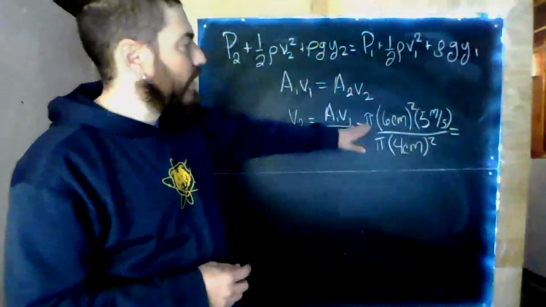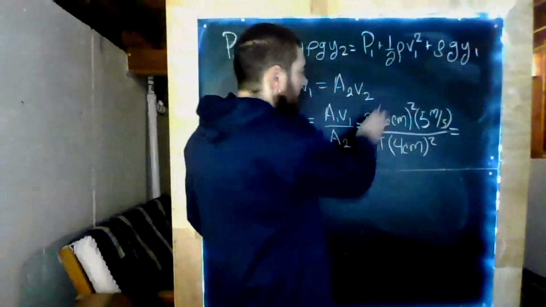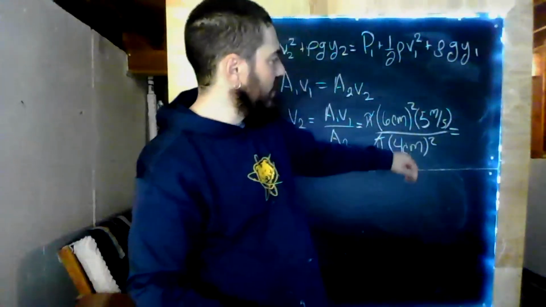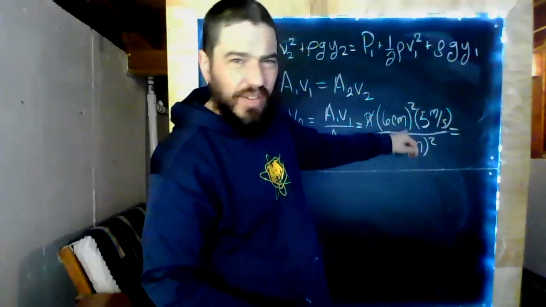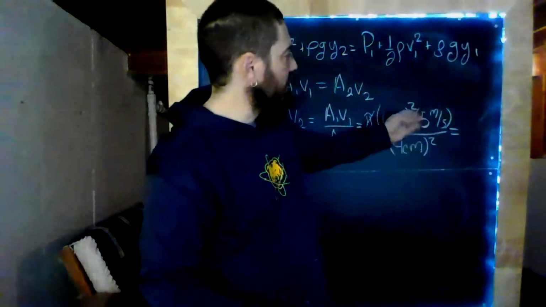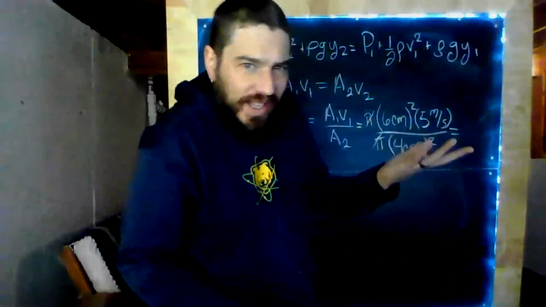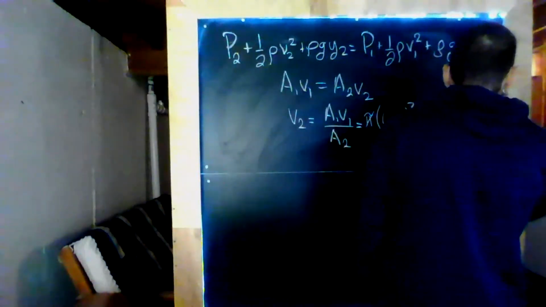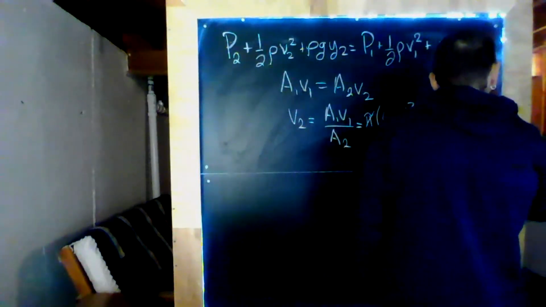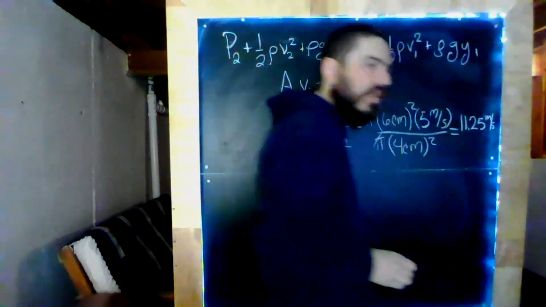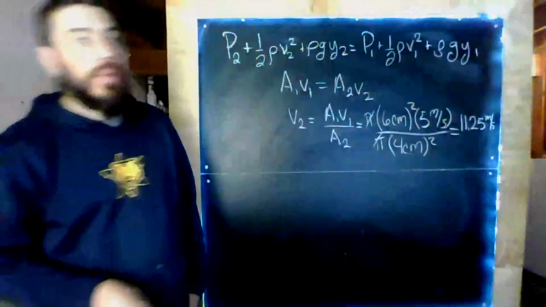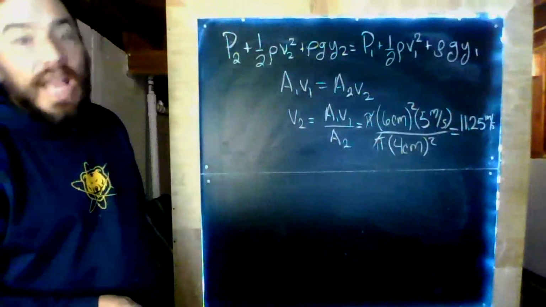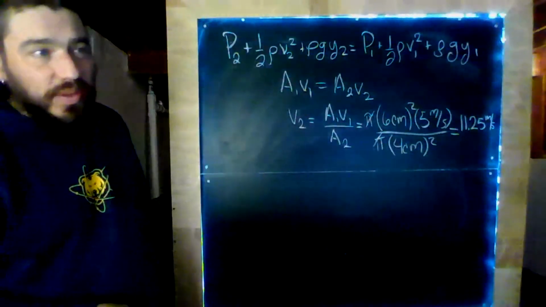Okay, so I've got my continuity equation going here. Notice my pi's cancel. Some of you might be saying, hey, why didn't you convert these to meters? Well, I've got centimeters on the top, centimeters on the bottom. The units cancel. It doesn't matter what units I use there. And so we ended up getting 11.25 meters per second. Okay, so now we know the velocity in that upper pipe. Now we can go ahead and apply Bernoulli's equation.